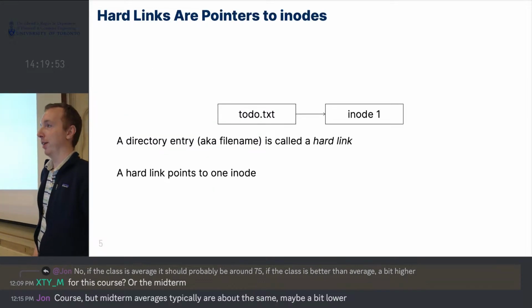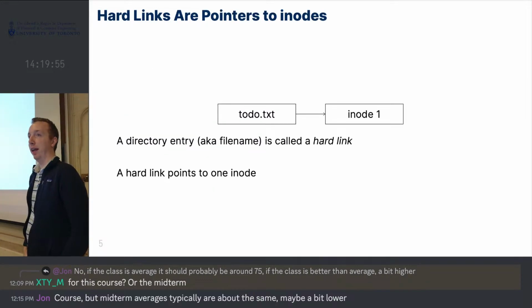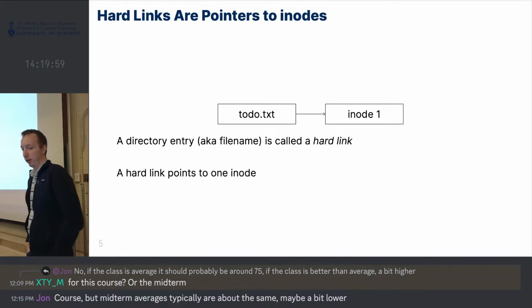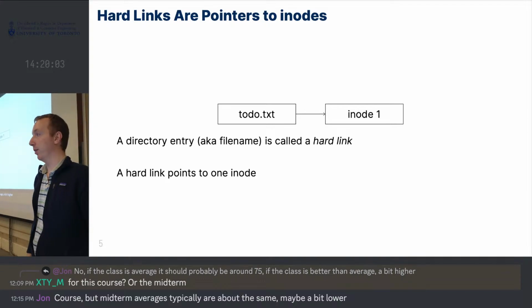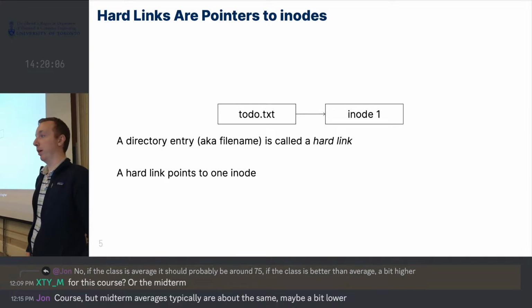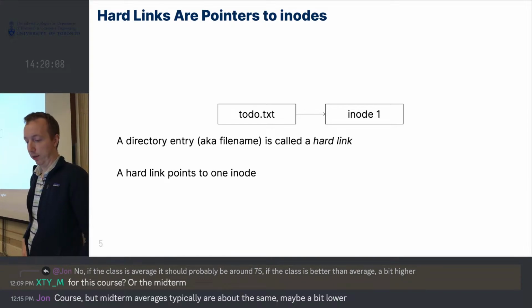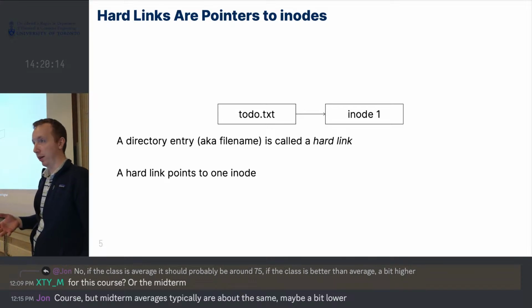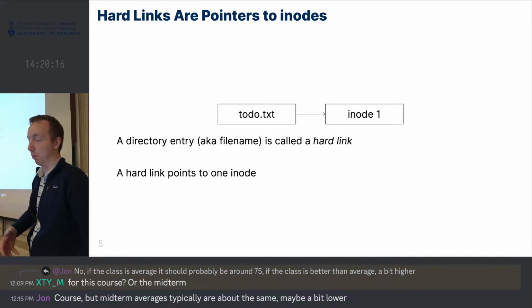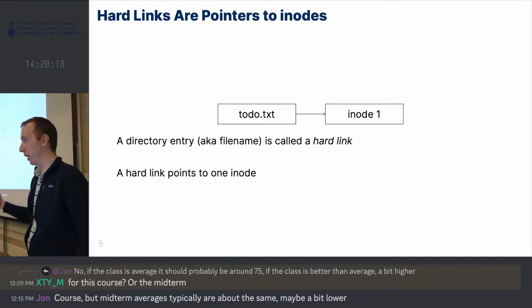All right, so now we get to discuss what a directory actually is. We have to talk about what a hard link is. A hard link is a pointer to an inode, and guess what? This is what a file that you see is. The names in your directory are not the files themselves. All a name in a directory is, is a way to refer to an inode.